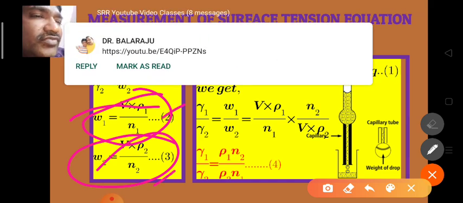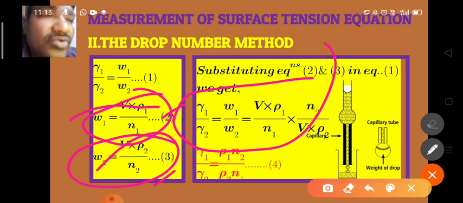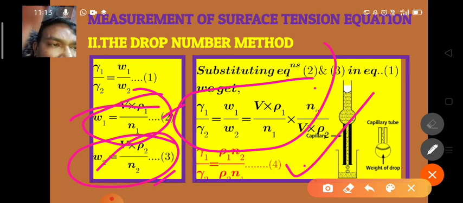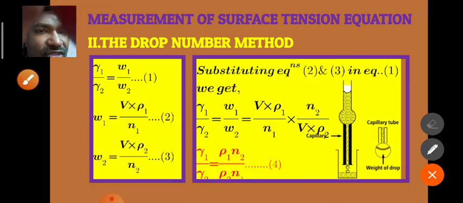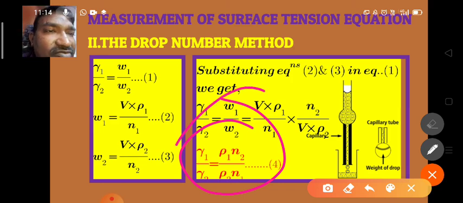So liquid 1, liquid 2, and by putting equations 2 and 3 into equation 1 we get this equation, gamma 1 by gamma 2 is equal to W1 by W2 is equal to this one. In a simple manner we get the fourth equation, gamma 1 by gamma 2 is equal to rho 1 into n2 by rho 2 into n1. By this equation we can easily compare the surface tensions of the two liquids.